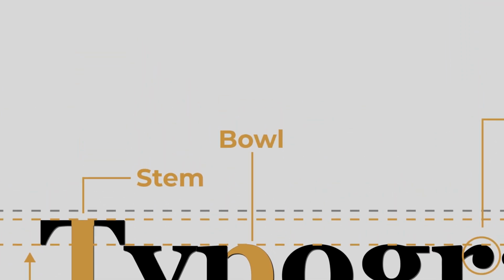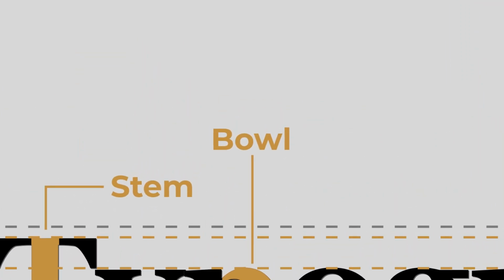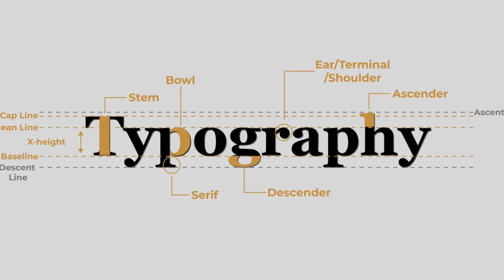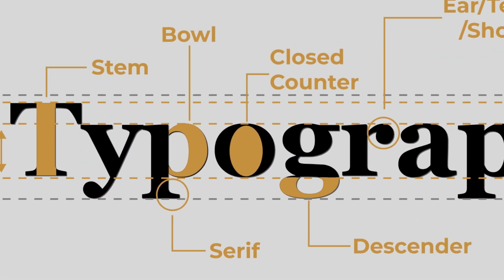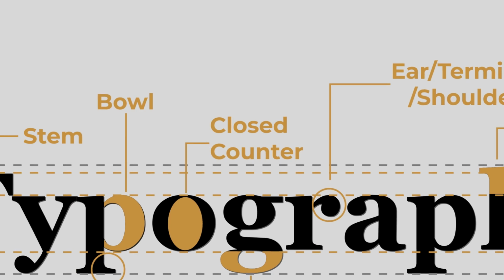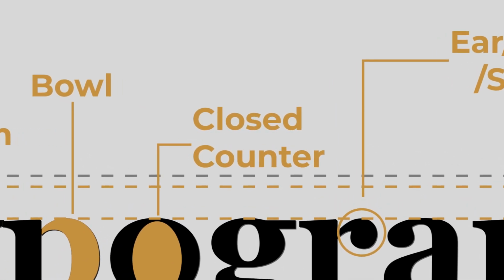Did you see that round enclosed part of the letter P? That's called the bowl. It's what gives these letters their smooth curvy vibe. Inside the O there is an enclosed space. This is called a closed counter, a crucial part of the character that helps define its shape.